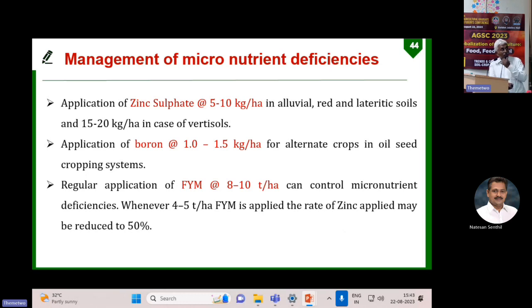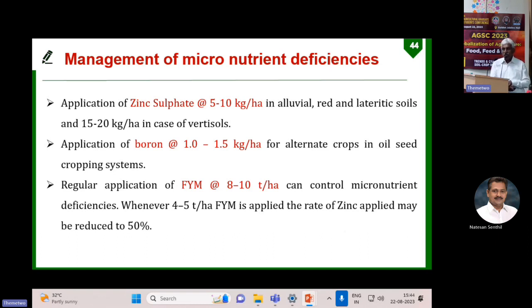The management of micronutrient deficiencies can be taken care of as a part of balanced nutrient management, that ultimately helps to maintain the soil in healthy conditions. Suppose application of zinc sulfate for most of the soils will help to reduce the nutrient deficiency, as will application of boron, and also the application of FYM to the extent of 8 to 10 tons, wherein most of the micronutrients are kept in available form.